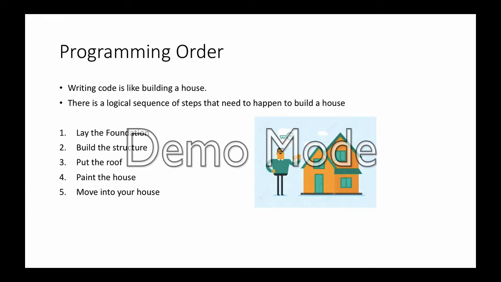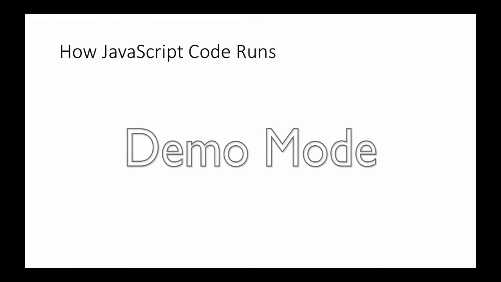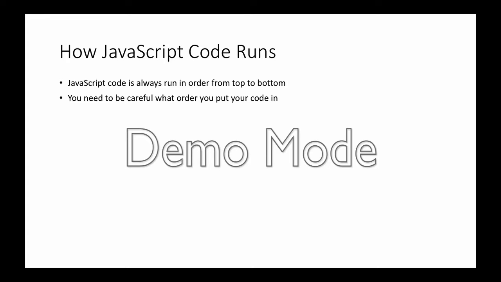If I mix and match or if I do things in the wrong order, then my house wouldn't be able to be built. So for example, I possibly cannot put the roof first before laying the foundation. And so JavaScript code is very similar. JavaScript code is always run in order from top to bottom. And so it is important to keep in your mind what order you want to put your code in.